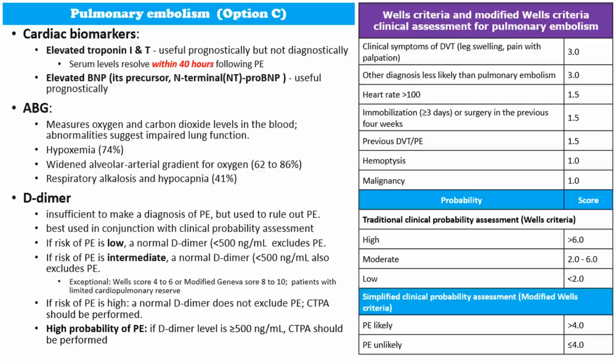However, abnormal gas exchange may be due to, and or worsened by, underlying cardiopulmonary disease. An elevated D-dimer alone is insufficient to make a diagnosis of PE, but can be used to rule out pulmonary embolism. D-dimer testing is best used in conjunction with clinical probability assessment.